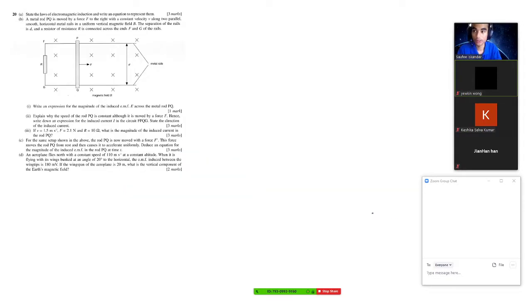Next, question number 20. State the laws of electromagnetic induction and write the equation to represent them. There are two laws. One is what we call Lenz's law, or Faraday's law first.